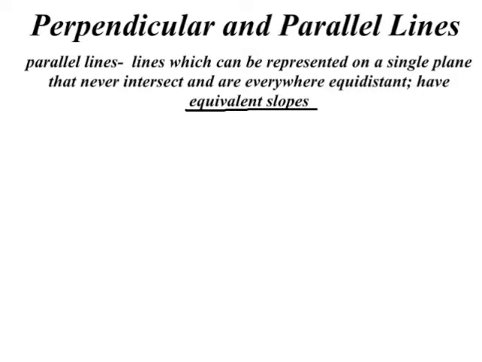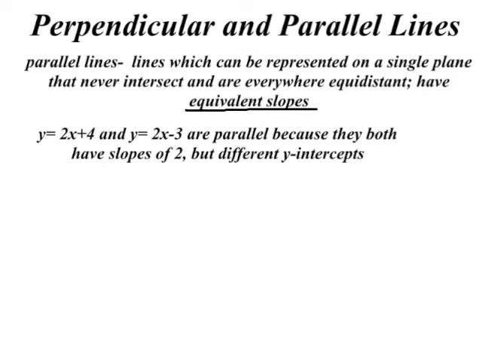Okay? So, for example, y equals 2x plus 4 and y equals 2x minus 3. These two equations of these lines are parallel because they both have slopes of 2. They have different y-intercepts, which means they're not the same line, but these two lines are going to be parallel.